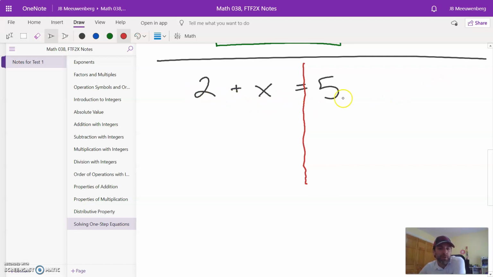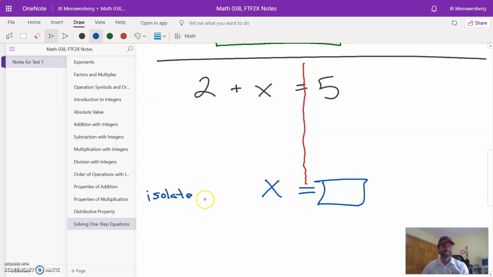So I've got 2 plus some number equals 5. Well, my goal is to get a statement down here at the bottom that tells me x equals something. So I need to do some manipulation, some changing to get this x all by itself. We say we want to isolate, right? Get it by itself. We need to isolate the variable. On this side of the equation, I've got two things. I've got a 2 and I've got an x. I want the x to stay right where it is. It's the 2 that's the problem. I need to get rid of the 2. So how do we get rid of this 2? We subtract it.